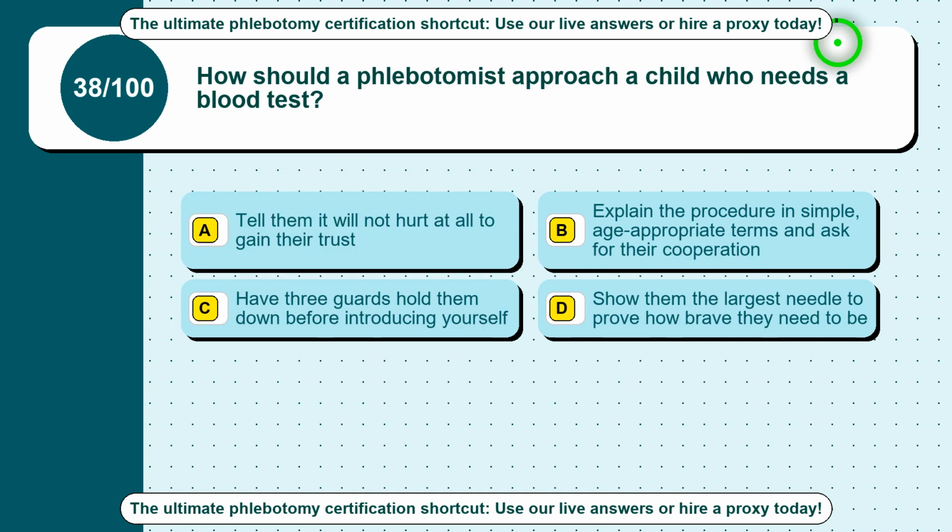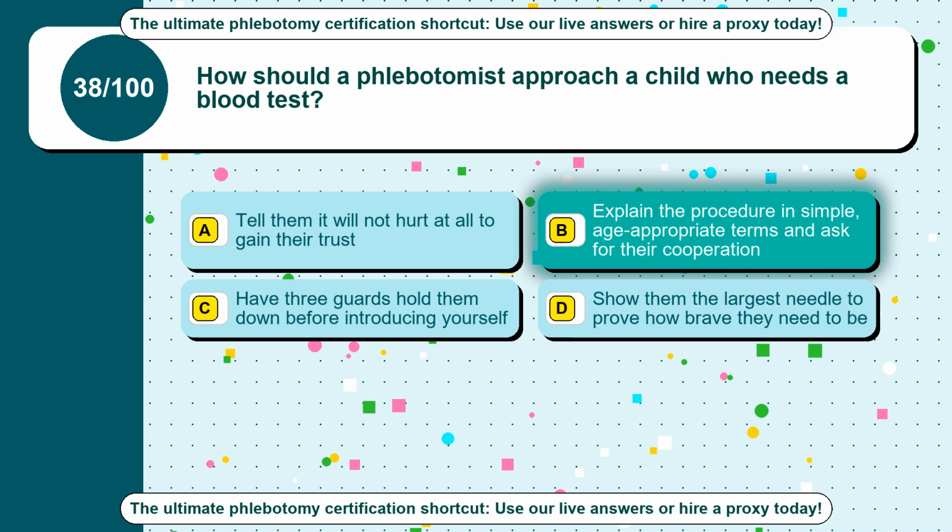Question 38. How should a phlebotomist approach a child who needs a blood test? Option A. Tell them it will not hurt at all to gain their trust. Option B. Explain the procedure in simple, age-appropriate terms and ask for their cooperation. Option C. Have 3 guards hold them down before introducing yourself. Option D. Show them the largest needle to prove how brave they need to be. The correct answer is option B.